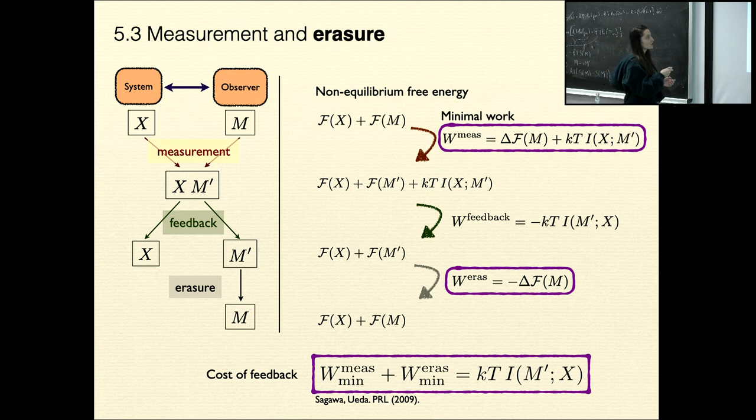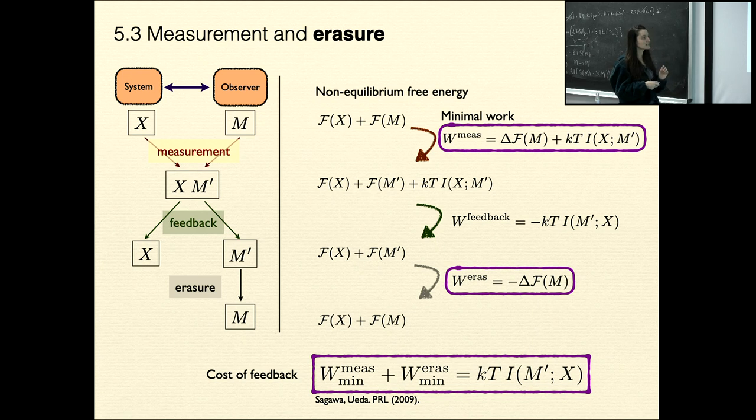So, of course, once you've done the measurement, you can use this mutual information to apply some feedback loop, so to do an operation on your system conditionally on the output of your measurement, so conditionally on the state of the memory. So this would be this step here. This feedback doesn't affect the memory at all. You just use the state of the memory, but you don't touch the memory. And then we need to do the erasure. So we need to take our memory state and put it back in the initial state it had at the beginning.